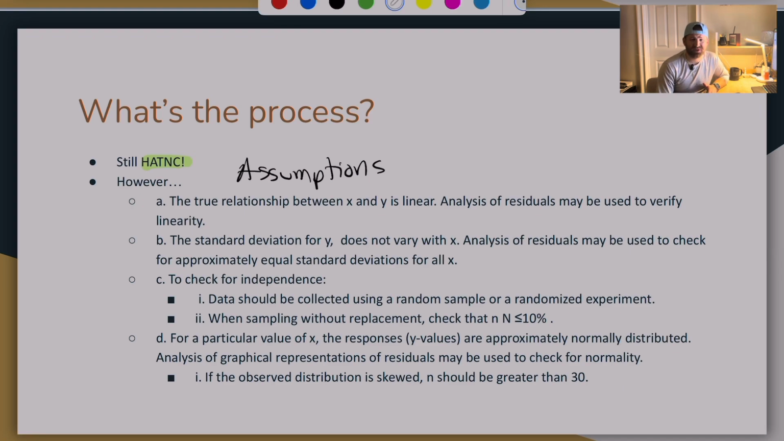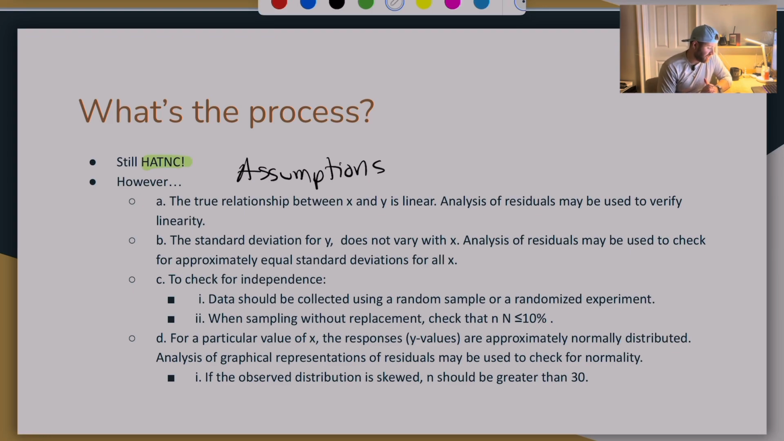And if you don't see that sentence, what you will probably get is a question about which condition is violated. And almost always it is that constant standard deviation, right? That the standard deviation of y does not vary with x. That is almost always the condition that is violated. You'll get a residual plot that fans out or fans in or has a clear, distinct pattern, something like that.